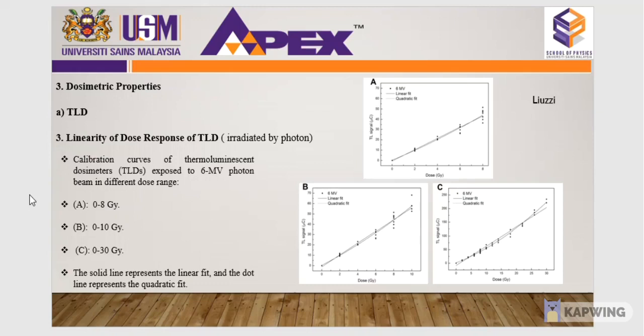For dose response data in the range of 0 to 30 gray, a quadratic function fits the dose response better than a linear one for both photons and electron beams, which indicates the feasibility of using TLD to perform accurate dosimetry in the high dose region as required in non-conventional radiotherapy treatments.